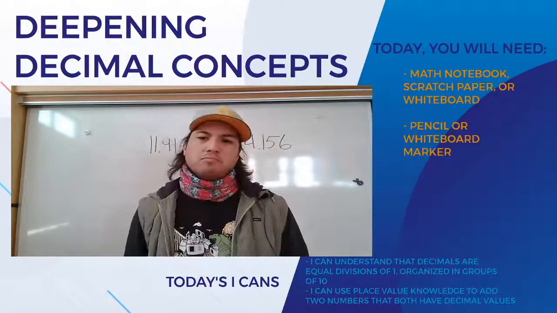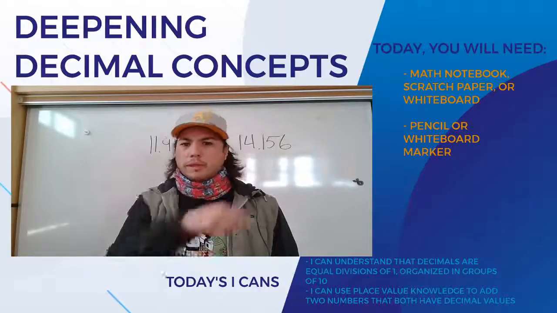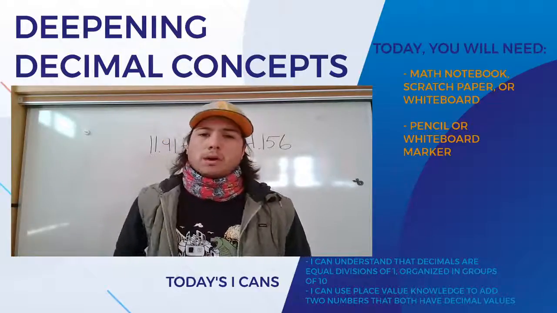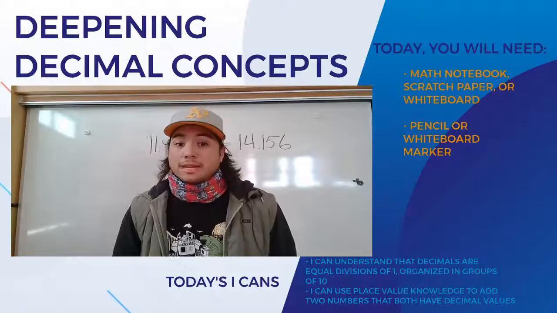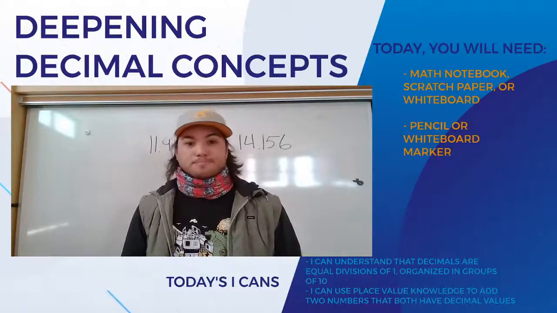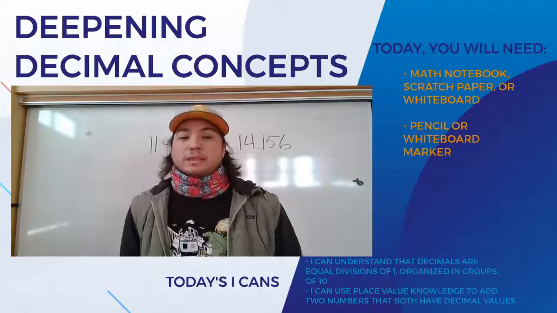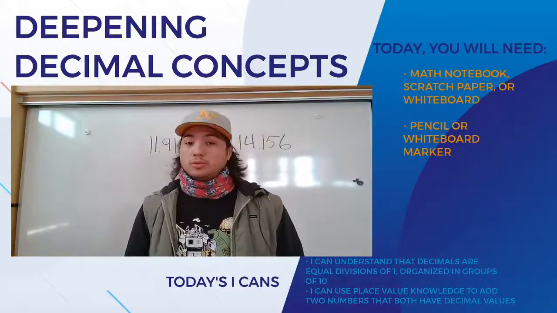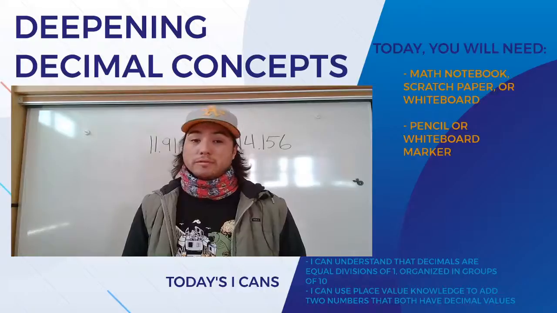Here's what you need, the usuals: something to write on, something to write with, and then down here are our I cans. I can understand that decimals are equal divisions of 1 organized in groups of 10. And I can use place value knowledge to add two numbers that both have decimal values.